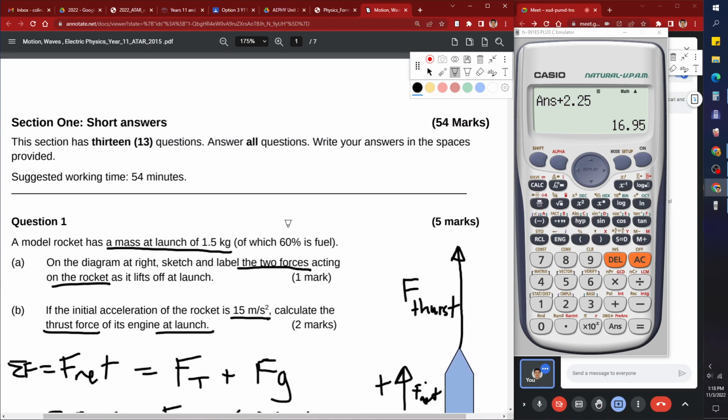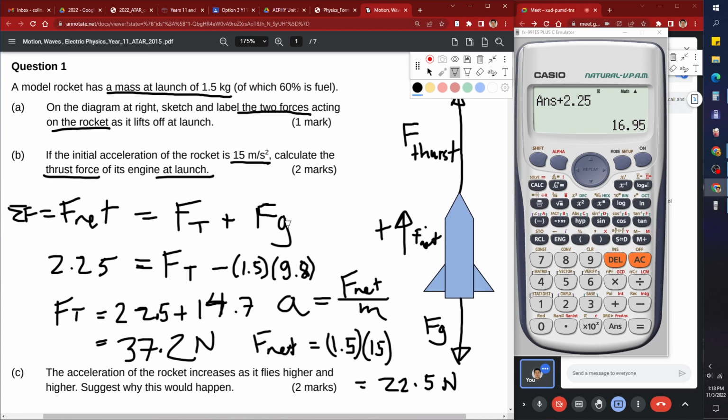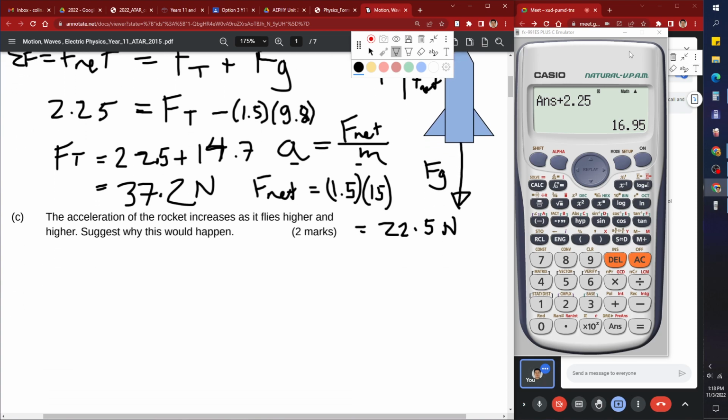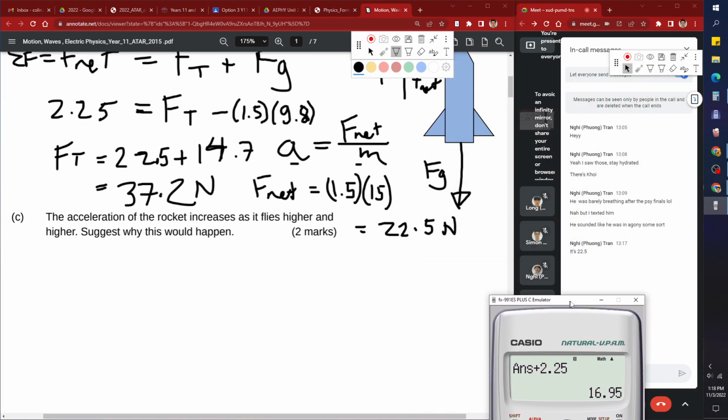I don't think these older exams reflect the amount of work you have to do in a lot of the questions. So something like this is probably going to be more like 4 marks rather than 2 marks, okay? But that is a lot of work. Just understand, we can always find net force if we know the mass of something and its acceleration. And that net force is always the sum of any real forces acting on an object. So in this case, we have the thrust force and the weight force. Okay, any questions? It's 22.5.